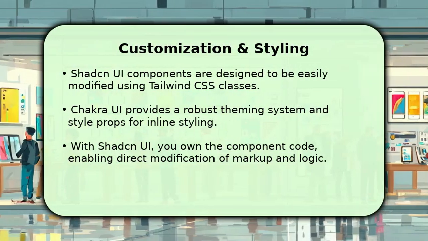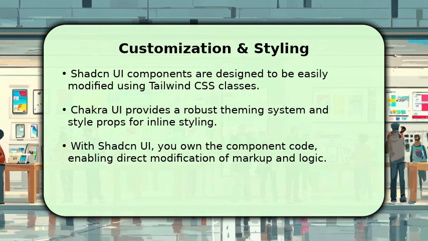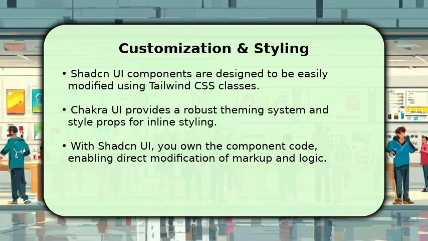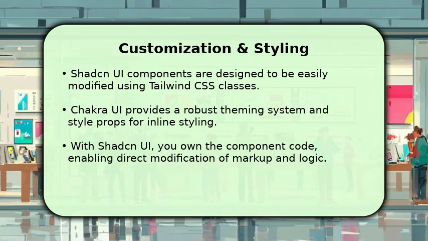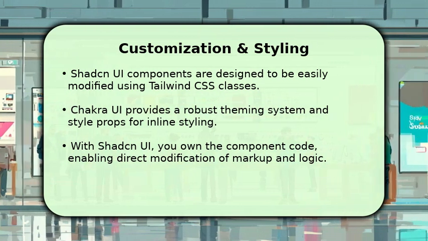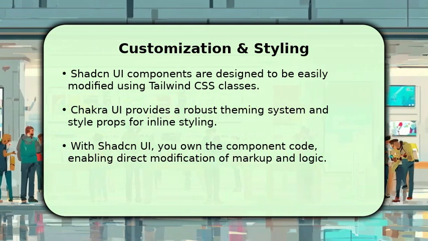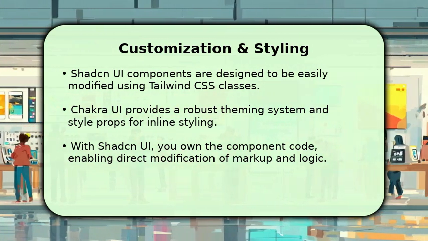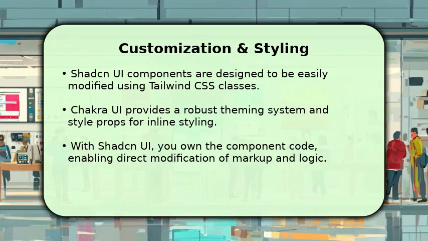When it comes to customization, Shadcn UI leverages Tailwind CSS, allowing you to modify components with familiar utility classes. You literally own the code, enabling deep, granular changes to markup and logic. Chakra UI, however, provides a robust theming system and powerful style props, like the SX prop, for inline styling and direct access to theme values. Both offer flexibility, but through distinct methodologies.